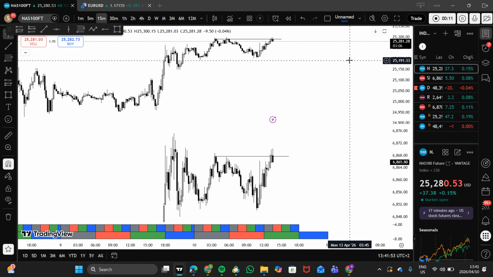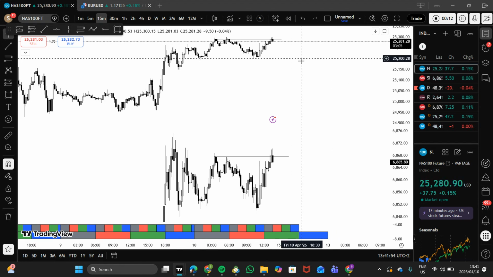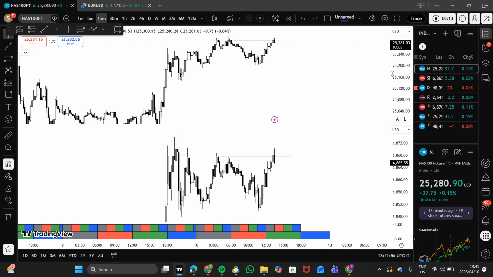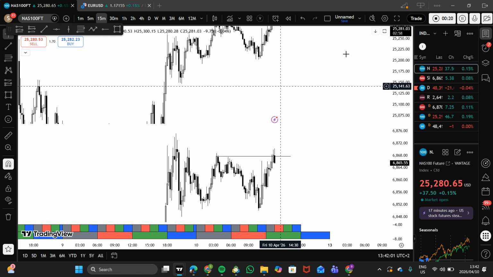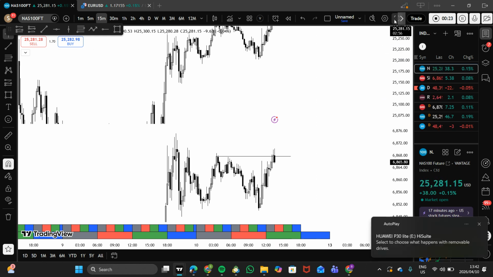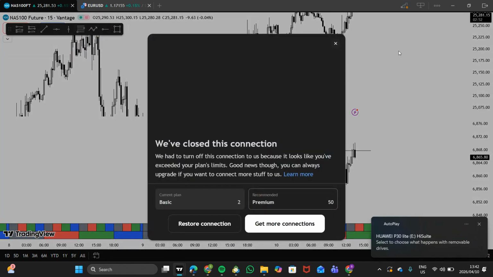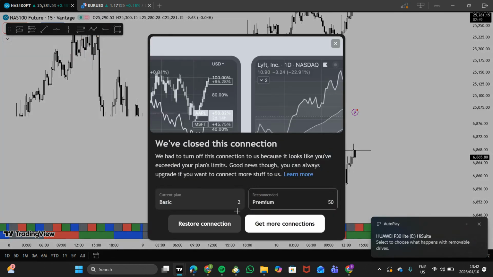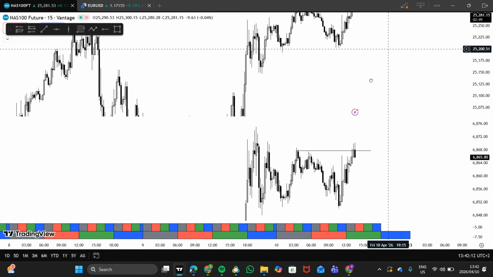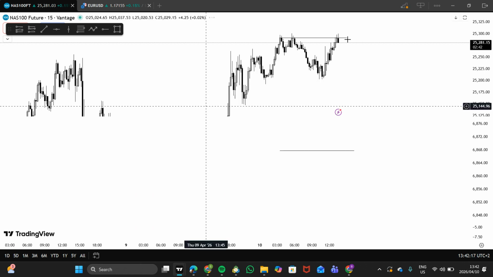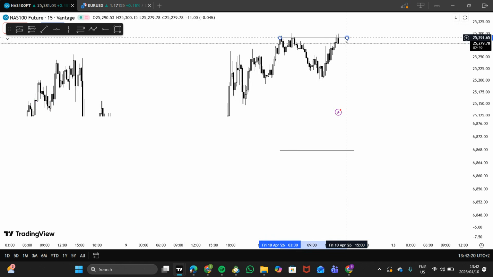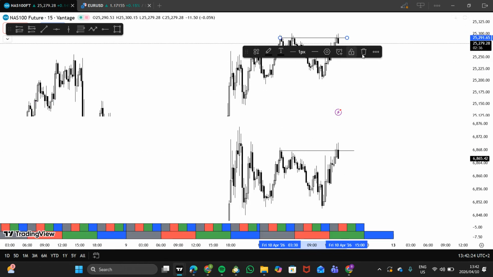Okay, let's just get straight to the point here. I'm going to be doing a breakdown of the trade I took earlier this morning. Let's get straight into it and waste no time. Let me just go ahead and delete these lines over here.